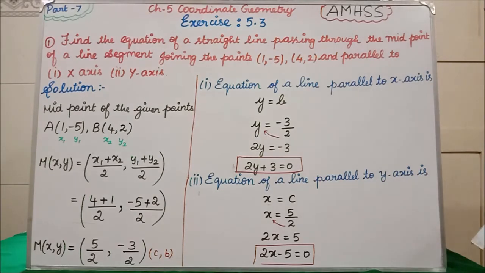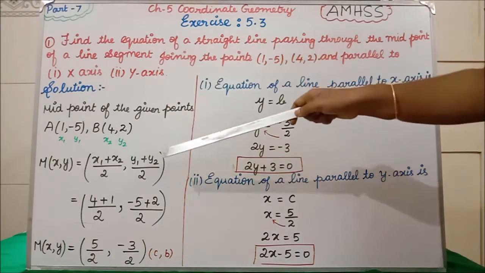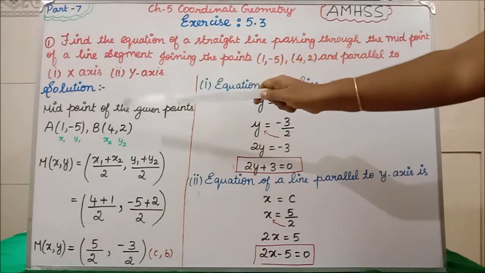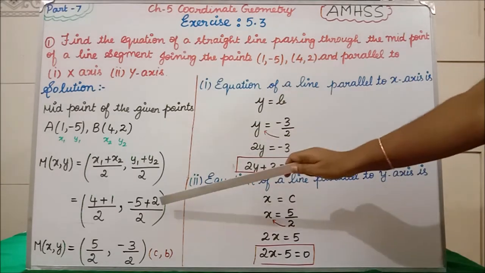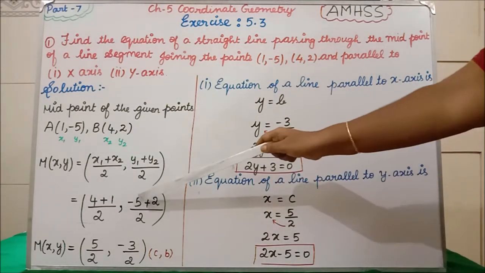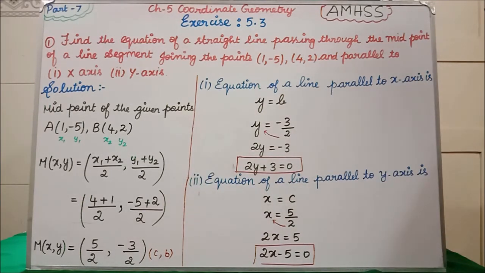We know the midpoint formula, isn't it? ((x1 + x2)/2, (y1 + y2)/2). We know which is x1, y1, x2, y2, so you just substitute the values. 4 plus 1 is what? 5 by 2. Minus 5 plus 2 is what? Minus 3 by 2. Now we have got the mid value.